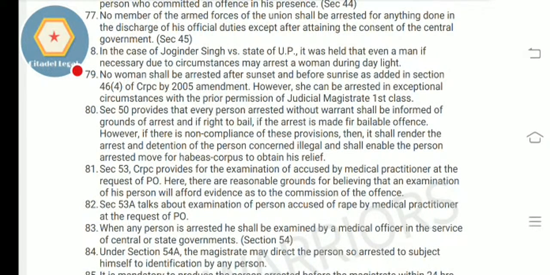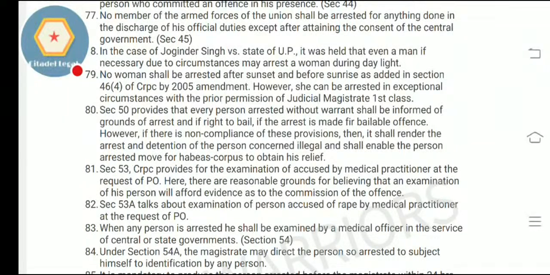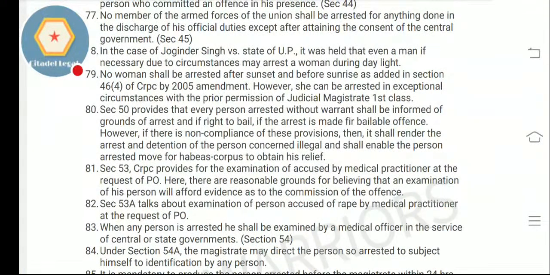Now, point number 81, section 53. What does section 53 say? Section 53 CrPC provides for the examination of the accused by a medical practitioner at the request of the police officer, where there are reasonable grounds for believing that an examination of his person will afford evidence as to the commission of the offense. Then the concerned medical authority, at the request of the police officer, examines that person. That has been provided under section 53. Just remember that section 53 deals with examination of the accused by a medical practitioner at the request of a police officer.